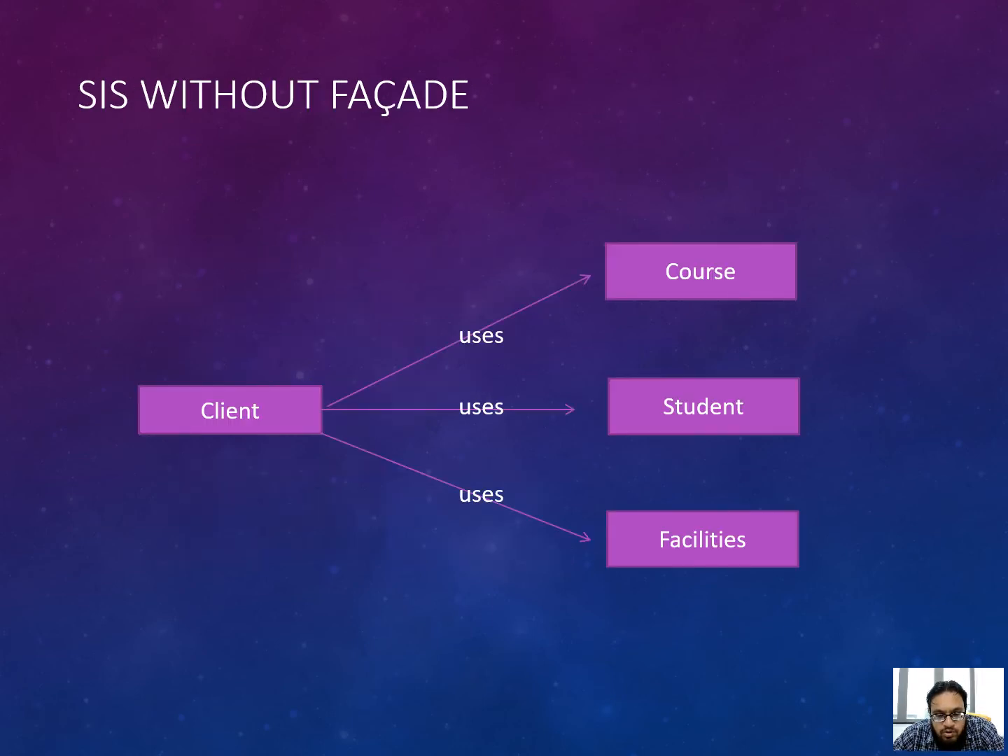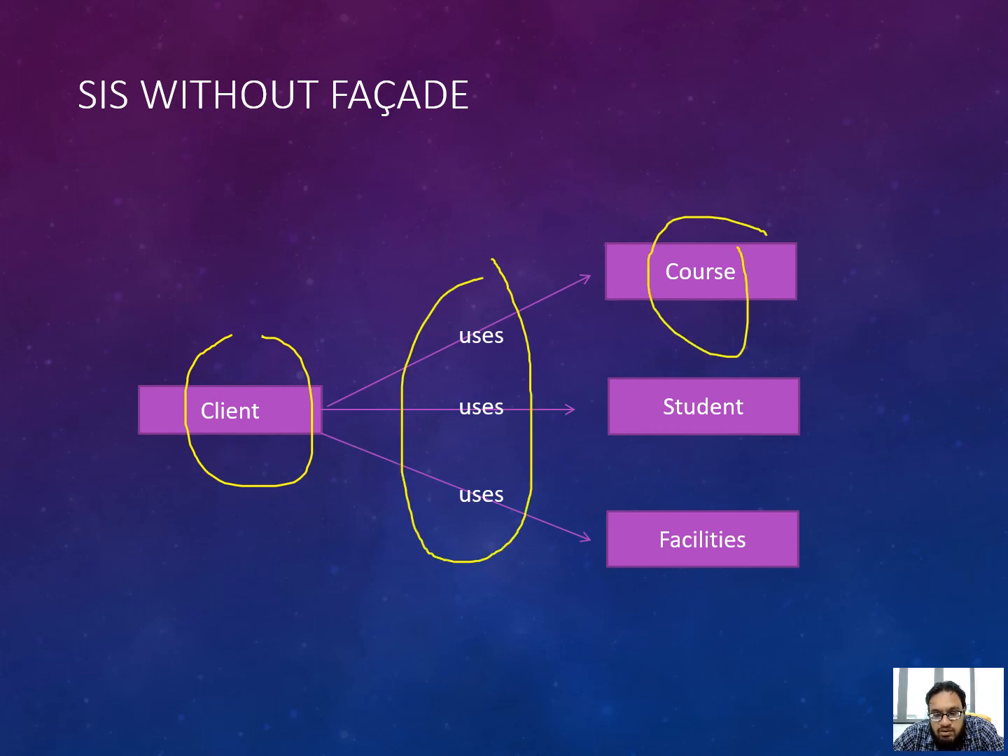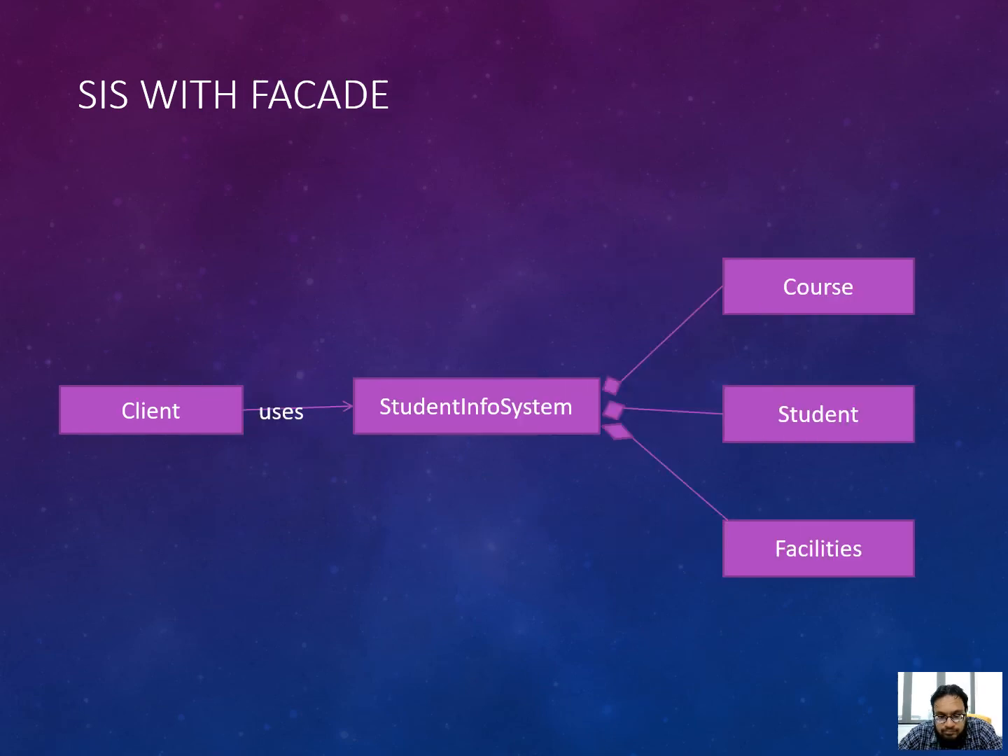Based on the modules mentioned previously, we have a client that uses these three classes, which are courses, students, and facilities. This is the normal way in software development, in which the client directly interacts with these three classes. So what happens if facade is implemented?